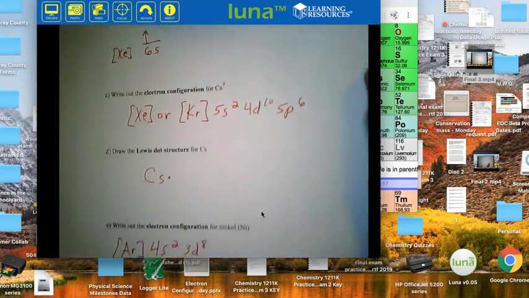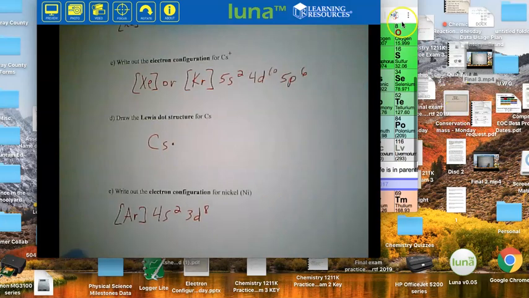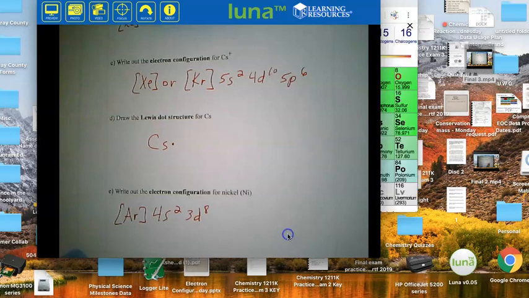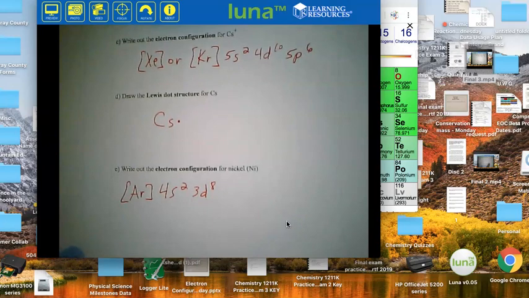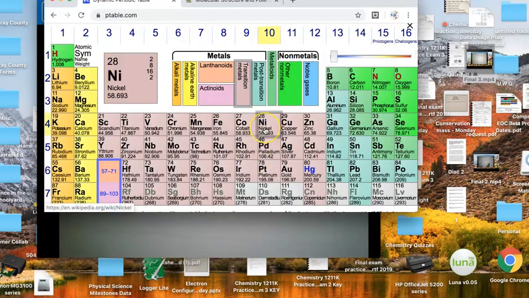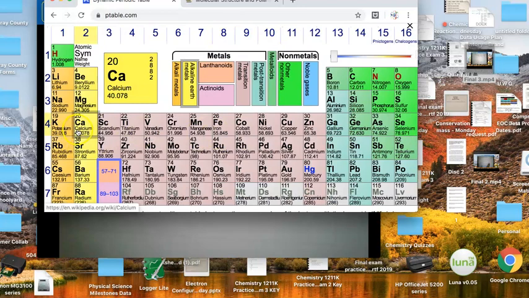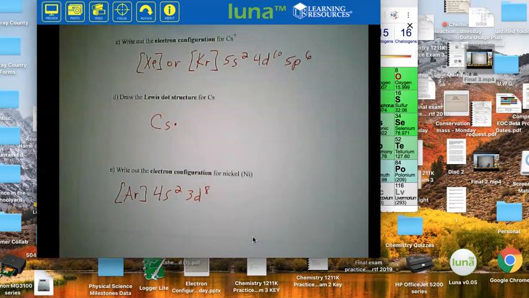And part D, the Lewis structure for cesium would just be, since cesium is in group 1, it has one valence electron, right? So it would have one dot for a Lewis dot structure. And then the next question, the electron configuration for nickel. Nickel's right here, so its nearest noble gas is going to be argon, and then it's going to be 4s2, and then 3d8. So that's your answer for that one.